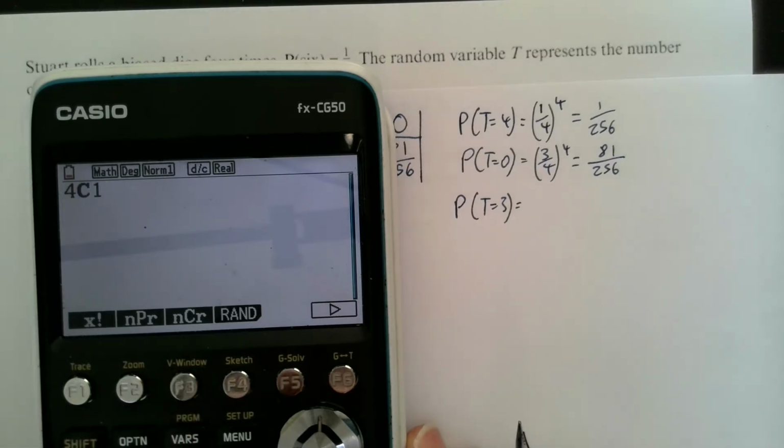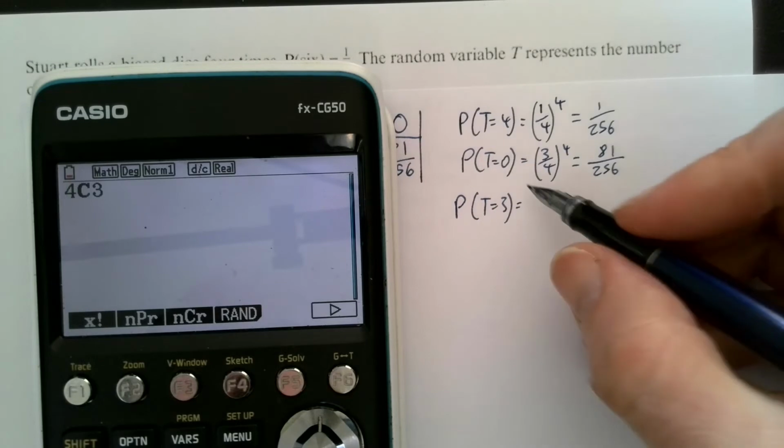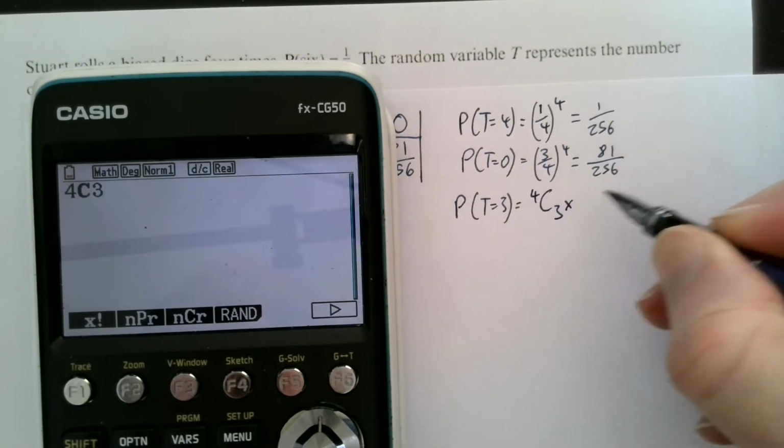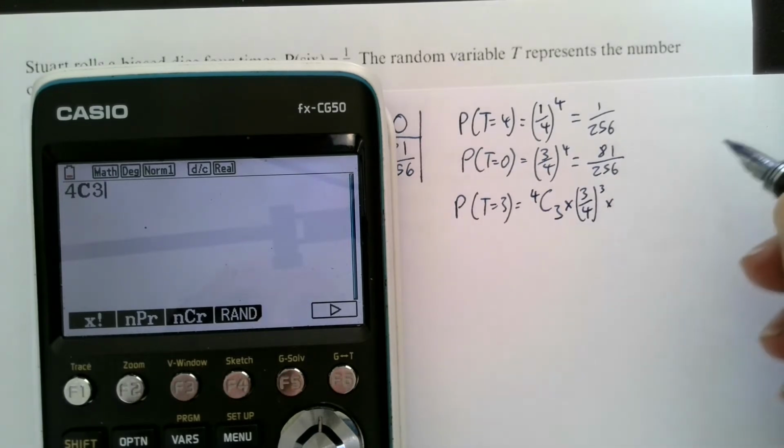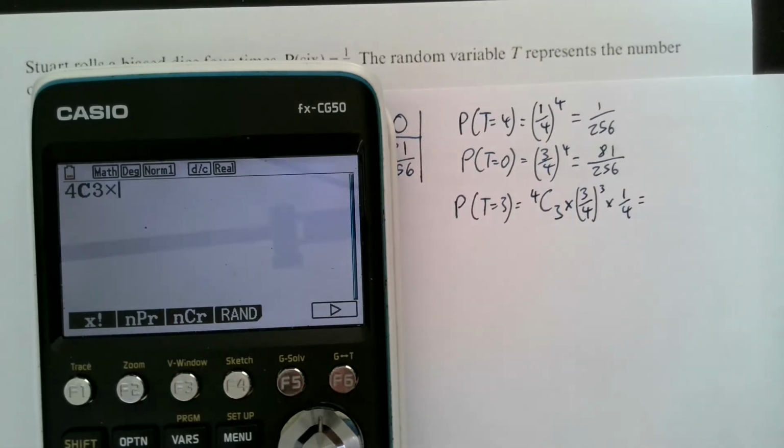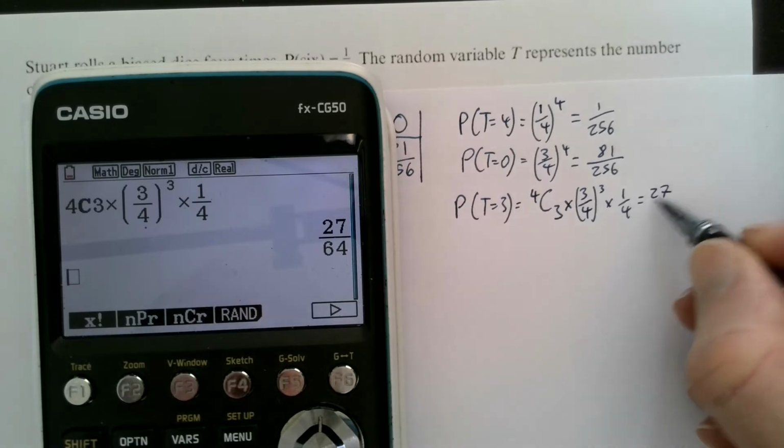Actually, we're choosing 3, aren't we? Sorry, we're choosing 3. But it's the same thing, actually. It's going to give us a total of 4. Then we're going to be multiplying. So we've got 4 choose 3 times, we want that to happen 3 times, but 1 time for it to be not a 6. So we're going to have a quarter in there. So you're then going to be putting in times 3 over 4 cubed times 1/4. And that's giving us 27 over 64.